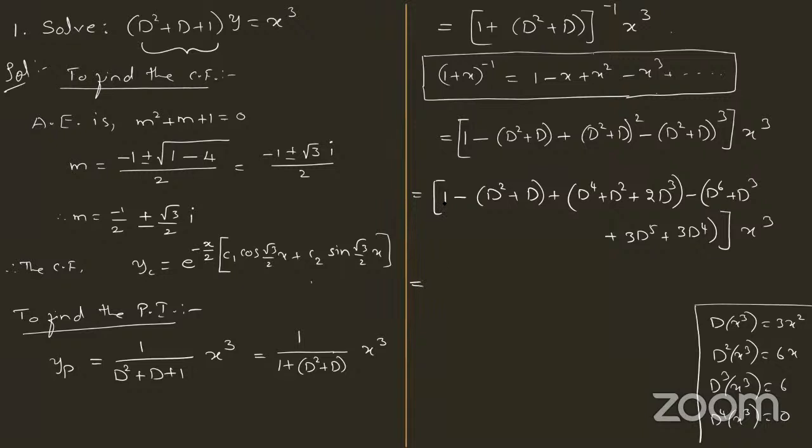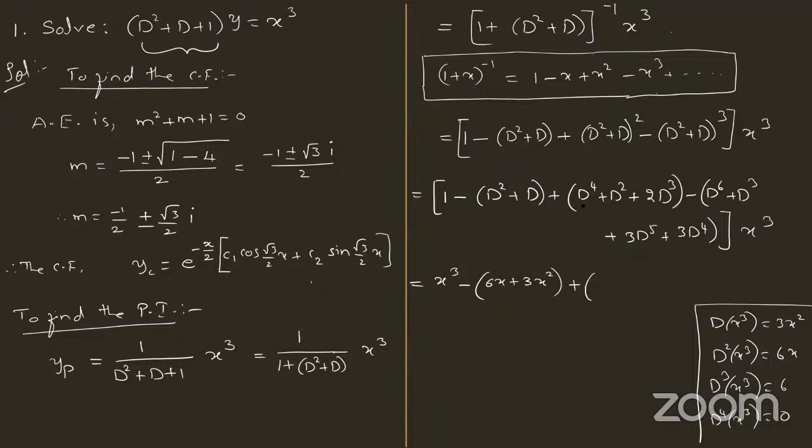First of all, I'm operating 1 on x³. It is only x³. Then minus, I'm still writing these brackets, D² of x³. See how much it is? 6x. So I'm writing 6x here. Plus, next you see D. D of x³, the differentiation of x³, you know, it is 3x². Then see, there is a plus sign, so I'm writing the plus sign as it is.